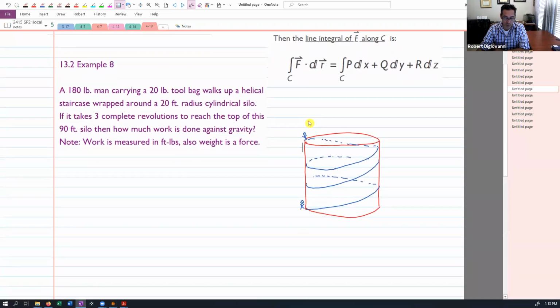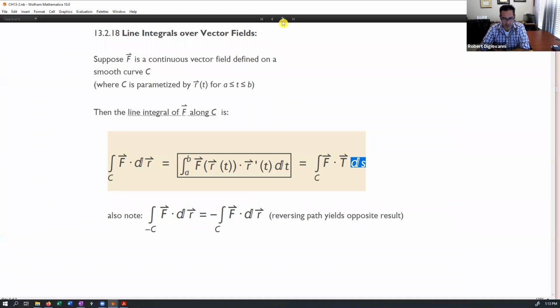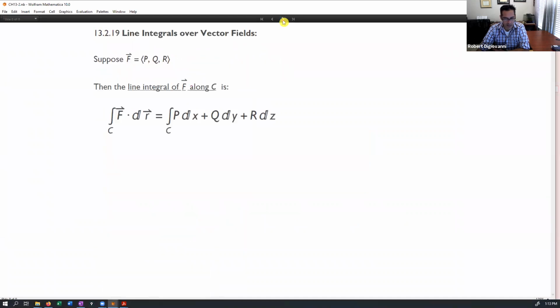All right. So we want to know work, right? Oh, you know what? Hold on a second. Let me bring up my notes again. I feel like I may have skipped something here. I did. Yes, I skipped a very important thing.